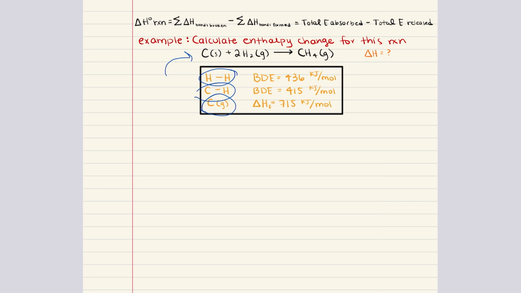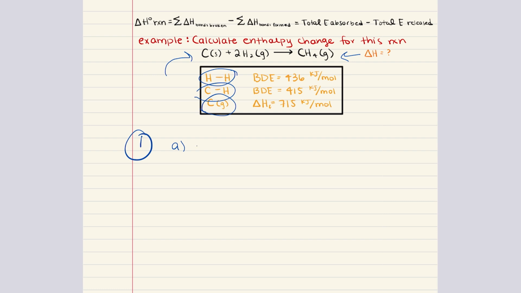The key here is that the target reaction is going to be split into 3 steps involving the formation of methane from its elements in their standard states. So this is going to require us to use our knowledge of standard enthalpy of formation. The first thing we're going to do is break down the reaction into 3 sub-reactions.